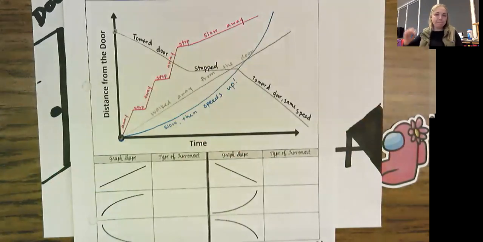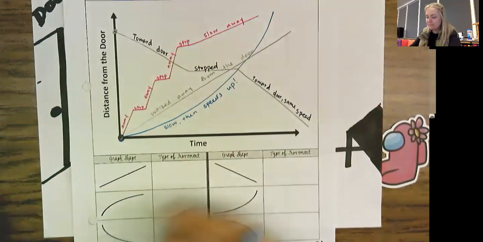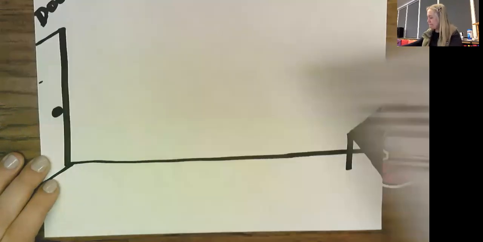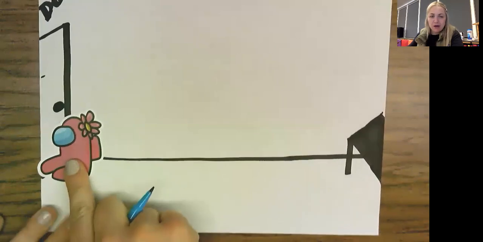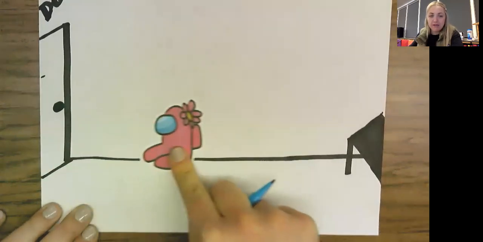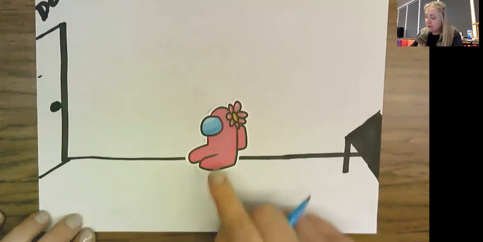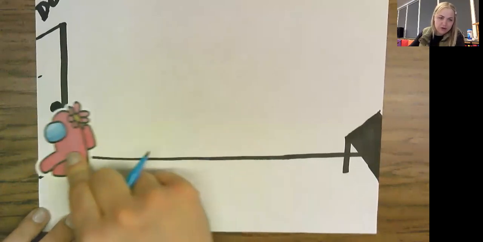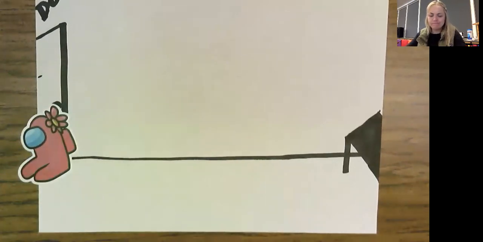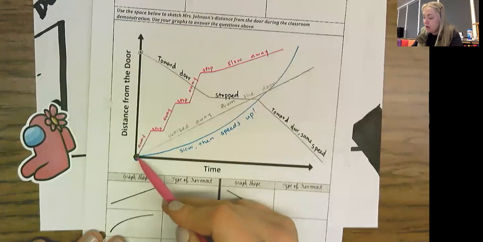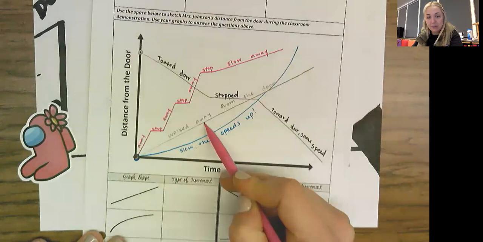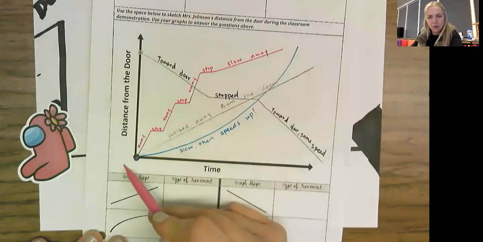Okay, let's watch another one. I start here. What if I go away from the door, stop, go back toward the door? Here's a really common mistake that I see for this one. People will go away from the door and then they stop and then they draw their line going backwards.